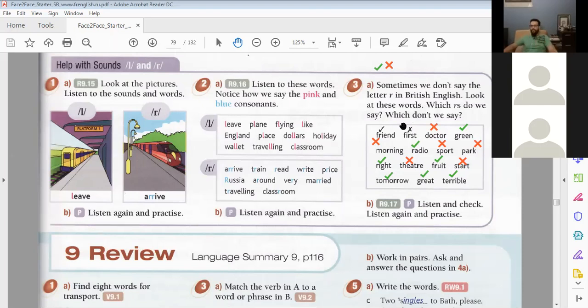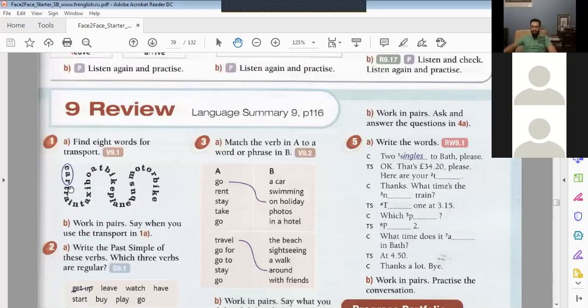Okay. So this is how we say the letter R. Sometimes in English you can say it. Sometimes in British English they don't say it. Okay. Now let's do, I think we only have time for number 1. In number 1 we want to look for 8 words for transport. Okay. So the first word.